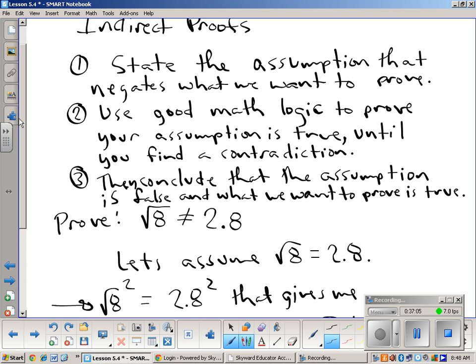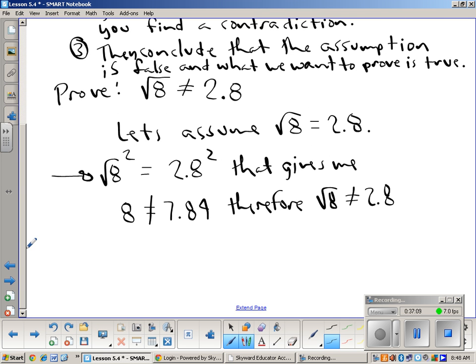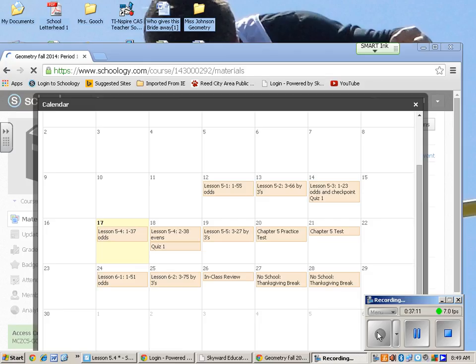Okay? Let me pause while I make sure I know what your assignment is. As you see, I changed this from, instead of 1 to 55, it's 1 to 37 today. Odds. And tomorrow it's going to be 2 to 38 evens. And then tomorrow, remember, we have a quiz over lessons 1, 2, and 3. It's the only quiz of the chapter. And our test is on Friday.